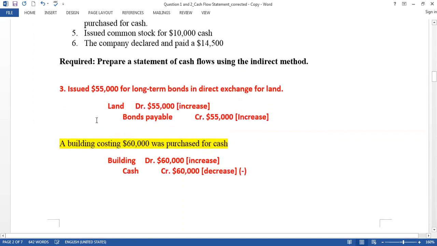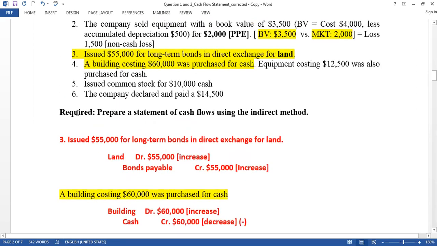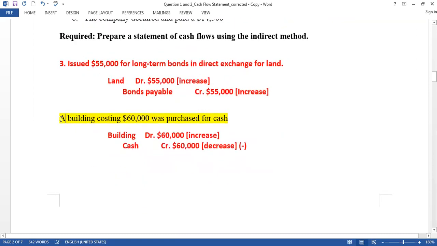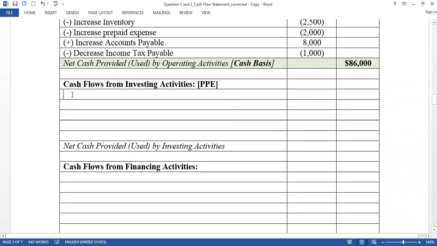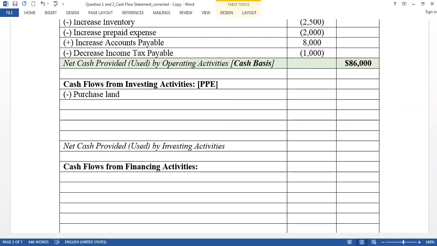Why? Because compare these two, compare 3 and 4. In 3, we also buy land, an asset, and in 4, we also buy building, an asset. But 3 said that we did not pay cash, 4 said that we pay cash. So it is cash flow statement. So go to the property, plant and equipment. It is now minus because we purchase land and we pay cash $60,000.